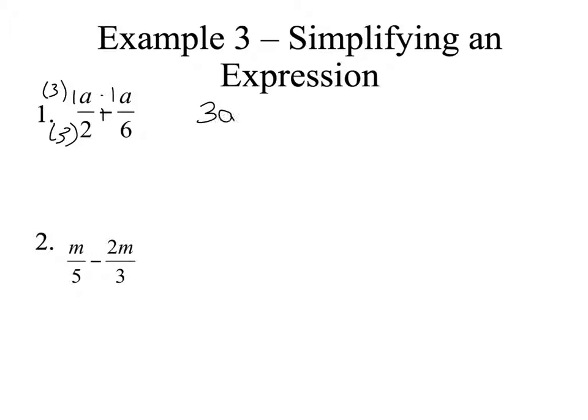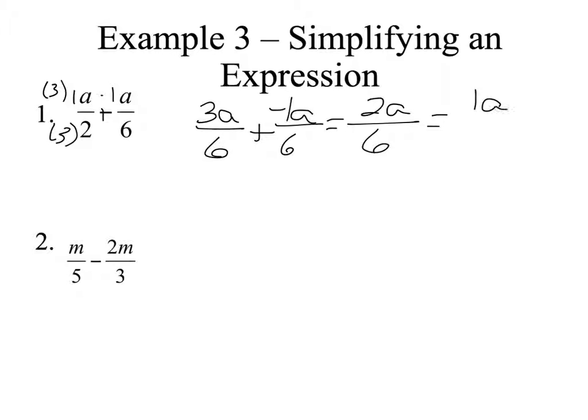So it's going to give me 3a over 6 plus negative 1a over 6. Add my numerators, just the numbers. Carry the a along. So it's going to give me 2a over 6. The 2 and the 6 will both divide by 2, giving me 1a over 3 as my final answer. So again, you notice I'm not doing anything with that variable. I'm just kind of bringing it along.